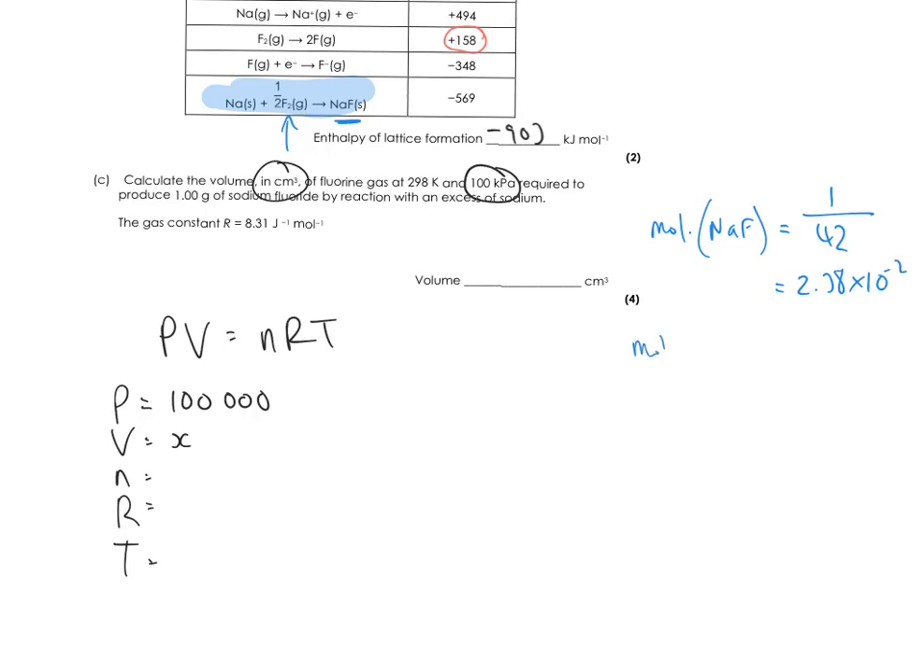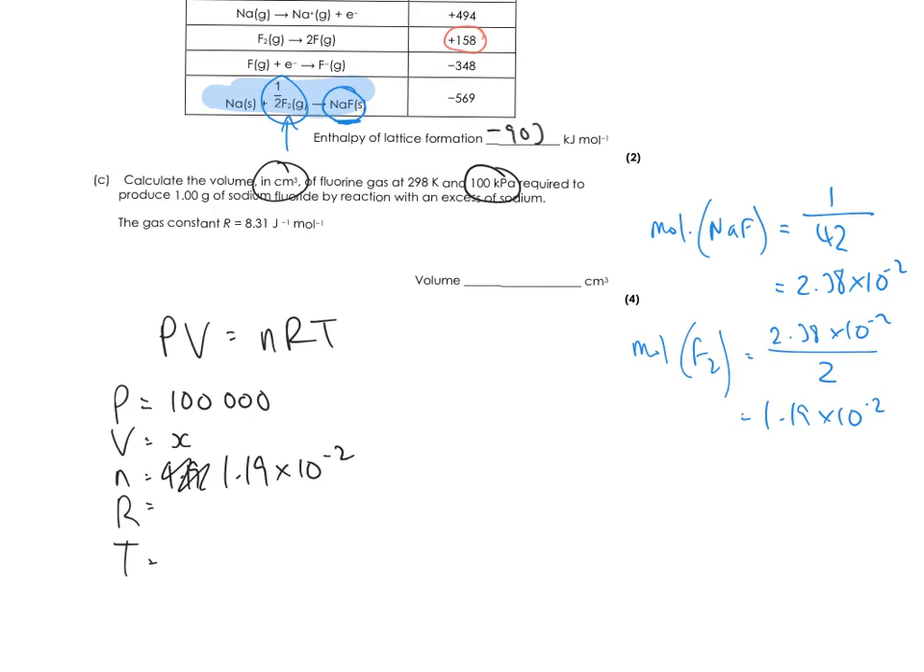So therefore the moles of the F2 required will equal that, 2.38 times 10 to the minus 2, divided by 2, because the ratio of the sodium fluoride to the fluorine is 2 to 1. So therefore that is going to be 1.19 times 10 to the minus 2. That's the number of moles we have to put in. Then we have our gas constant, and our temperature is 298 Kelvin. That's in the right unit already, so we don't need to do anything with that.